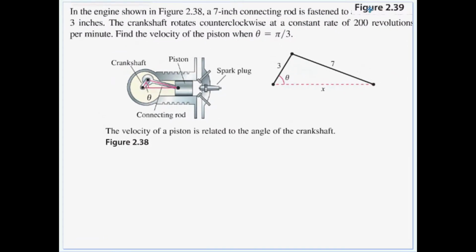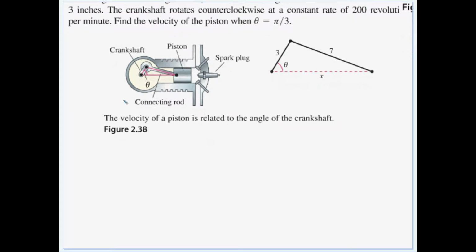Let's see here, given, find, and I'll put my equation over here. Let's see, what did they give us? The crankshaft rotates counterclockwise at a constant rate, 200 RPM. Well, that's how that angle is changing. That would be our d theta dt. The angle is changing as it rotates around.